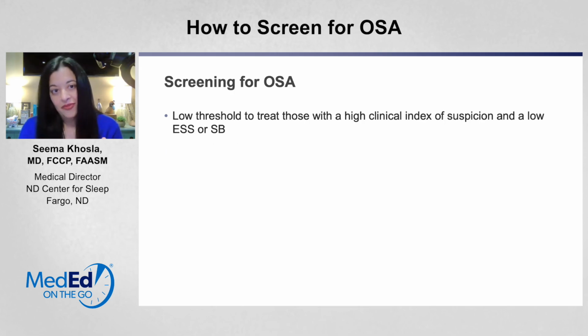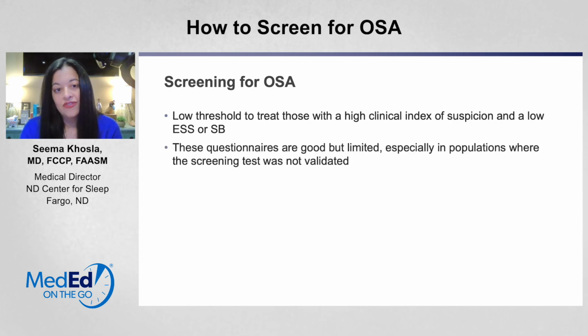So what happens if you have a patient that doesn't meet criteria with these screening questionnaires, but you still think they have sleep apnea? Please order the test. These questionnaires are good, but they're limited, especially in populations where the screening test hasn't been validated. They're not meant to replace your clinical judgment. If you think they have sleep apnea, please order the test.